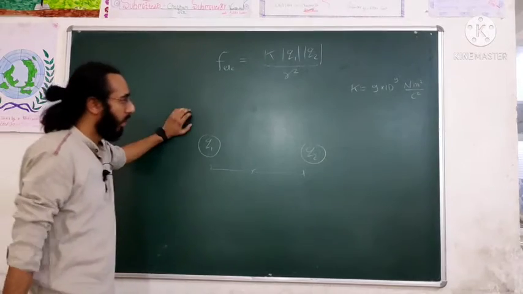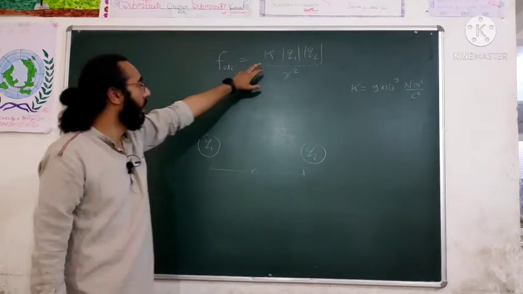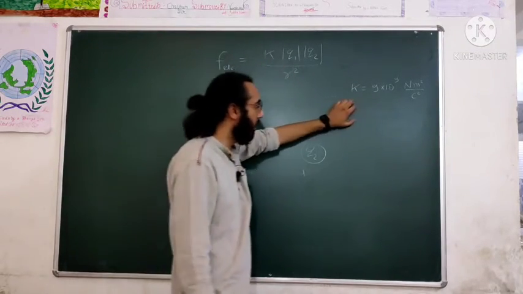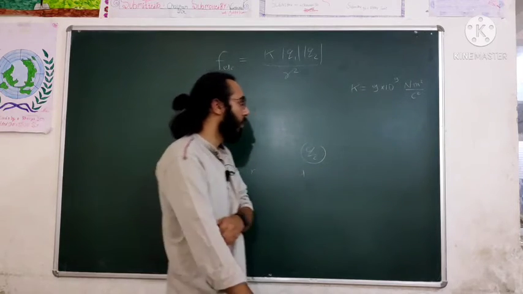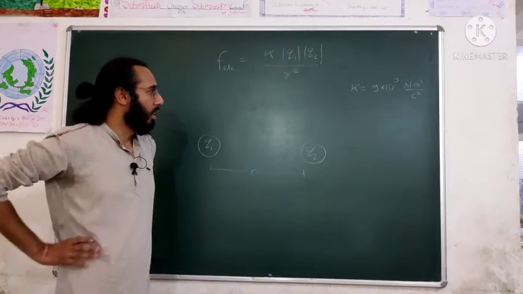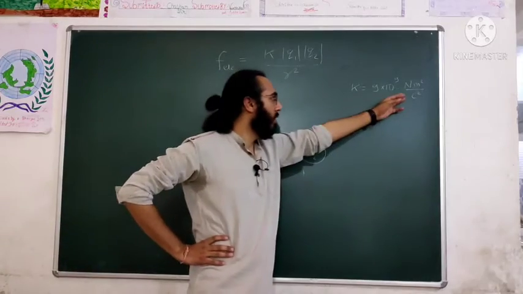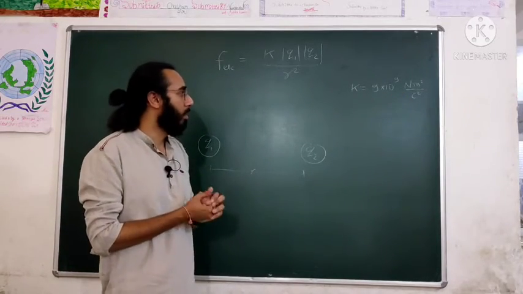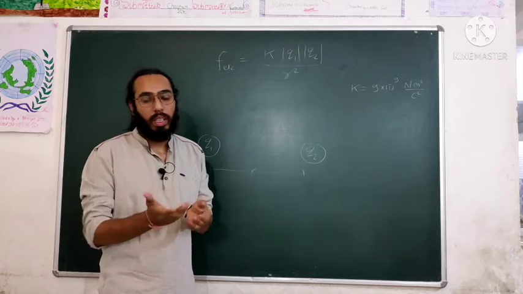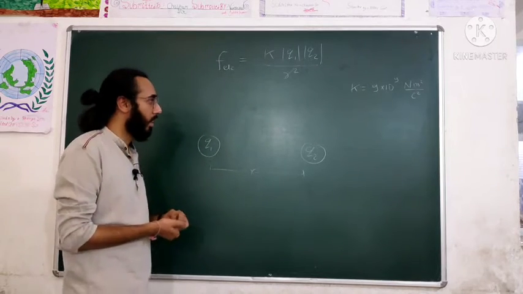In the previous video I forgot to tell the value of K, the electric constant. Its value is 9 into 10 to the power 9 Newton meter square per Coulomb square. Its unit we can derive, it is not a big deal, Newton meter square per Coulomb square, from the first chapter of 11th class that we have studied.